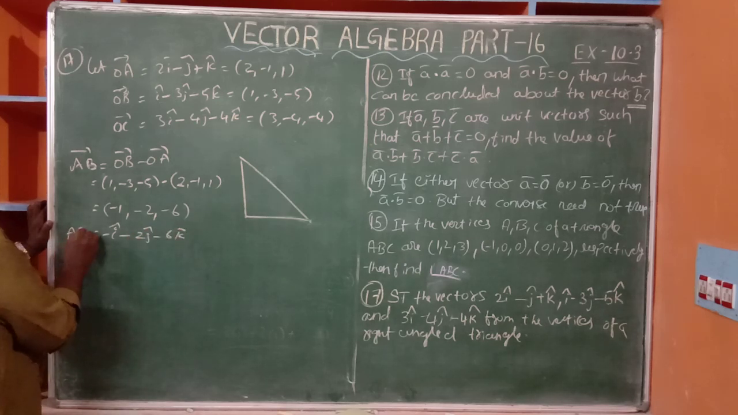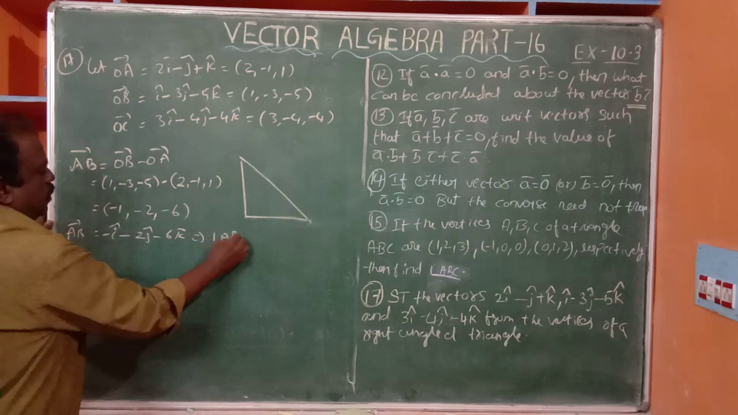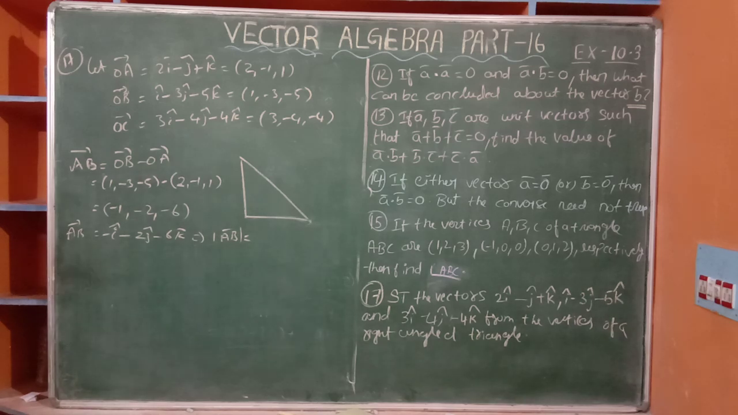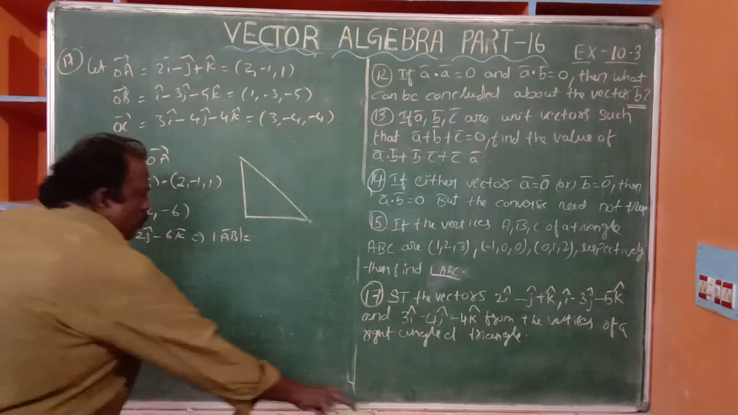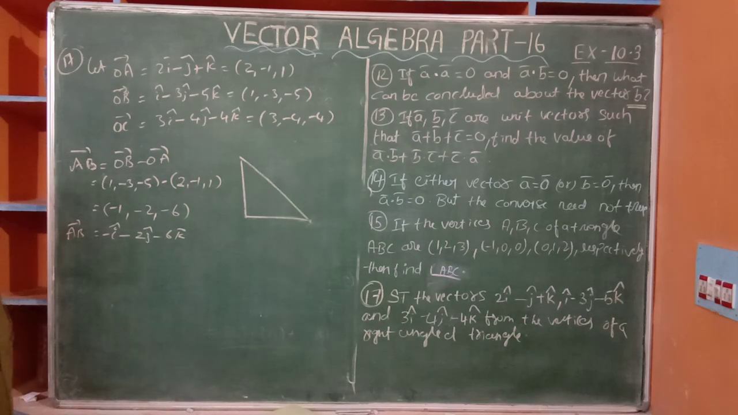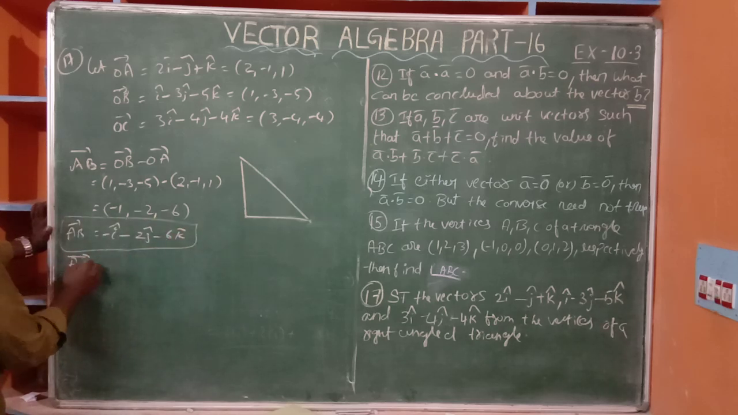This is AB bar. That implies the modulus of AB bar. What is its modulus? By using the Pythagoras theorem, we can find. Or otherwise, by using the dot product, that means cos theta. If it is 0, that is they are perpendicular. Okay, AB bar is found. It is one vector.